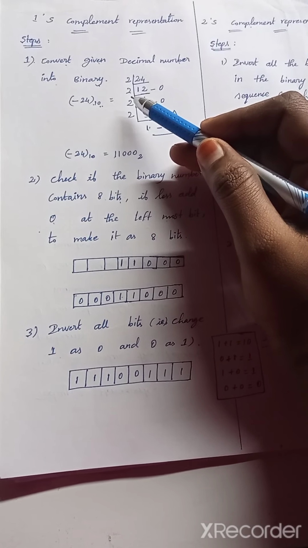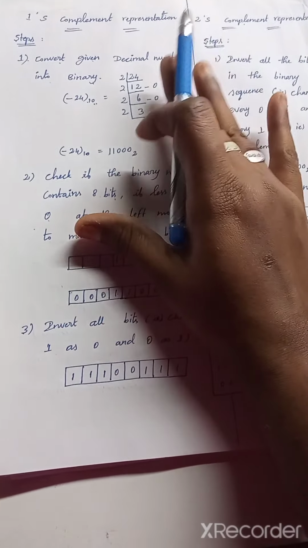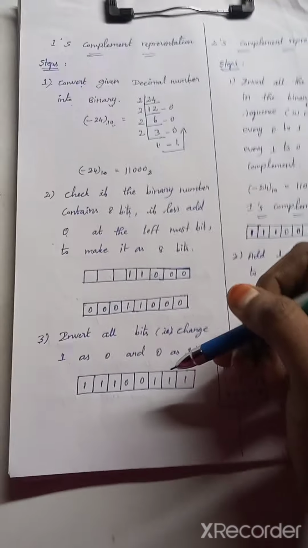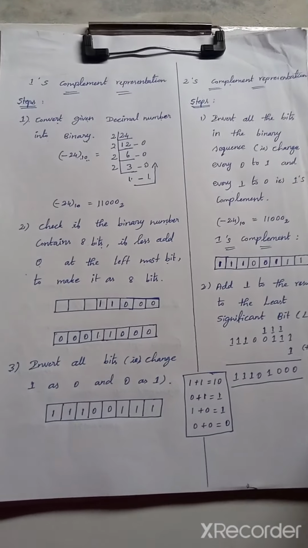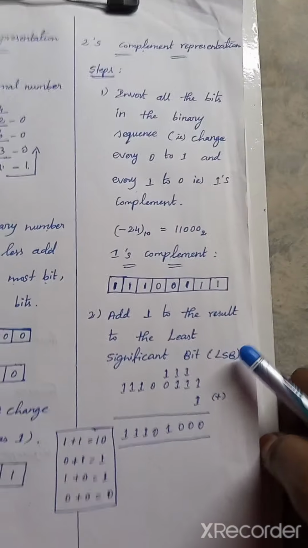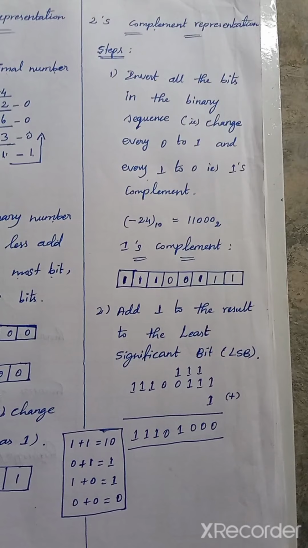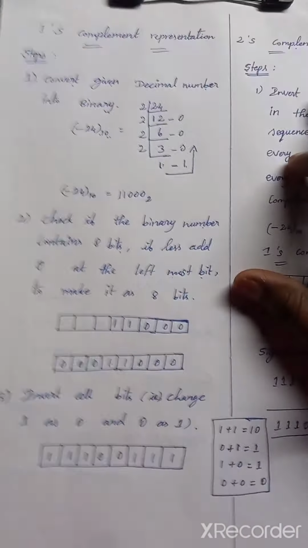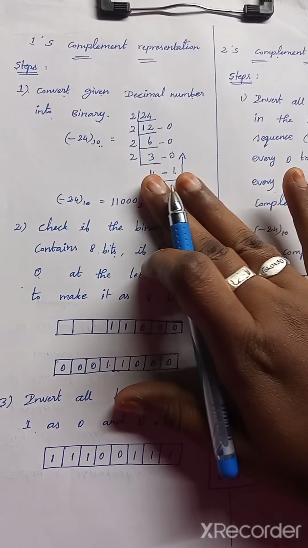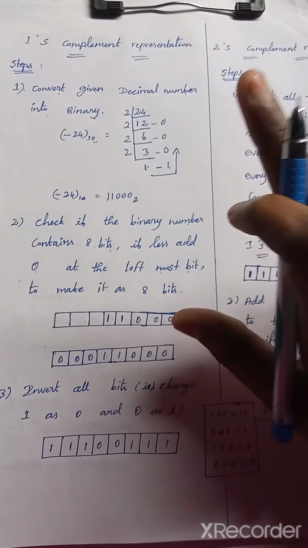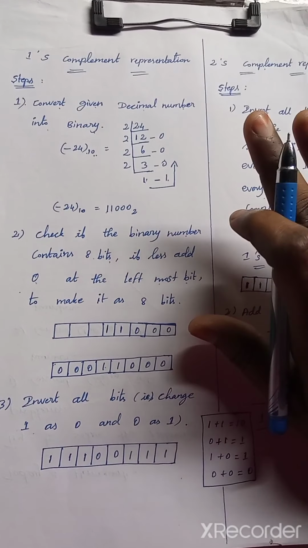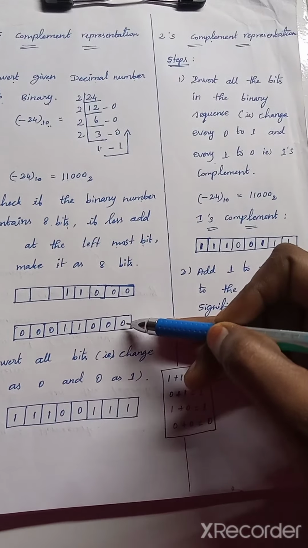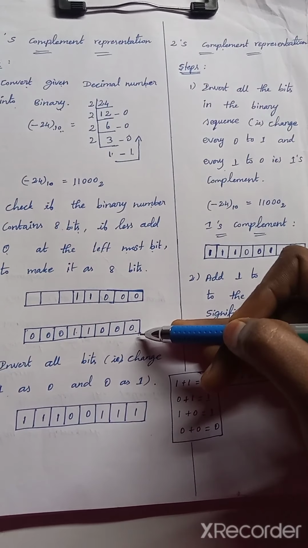Can you understand the concept now? This is the 1's complement representation. Very simple concept. The next one is 2's complement representation. Here we do the same operation as in the 1's complement representation. The simple difference is that we add 1 as the final step.